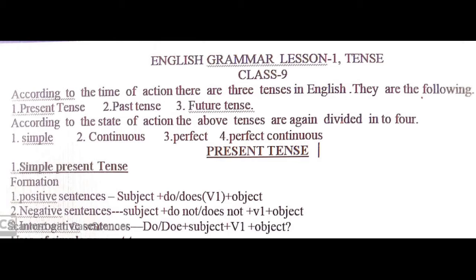In the case of positive sentences, subject plus V1 plus object. In negative sentences, subject plus do not or does not plus verb plus object. In interrogative sentences, do or does plus subject plus V1 plus object.